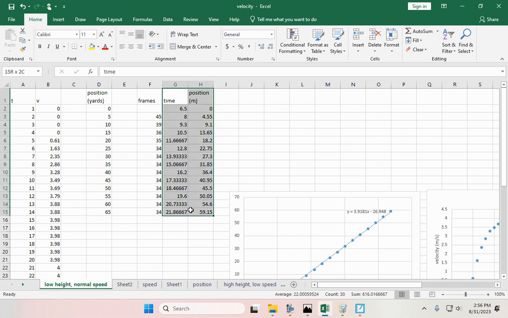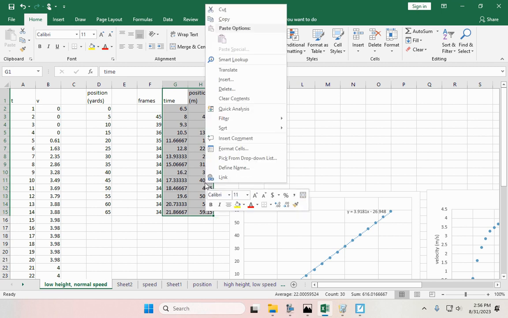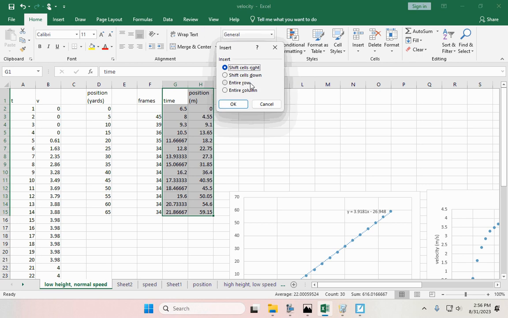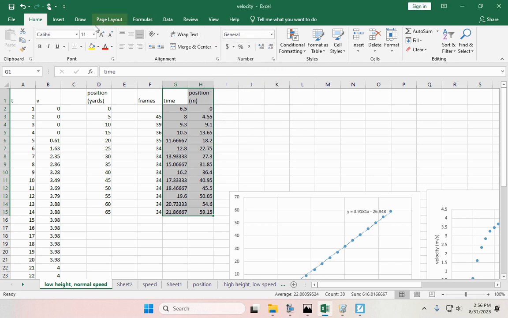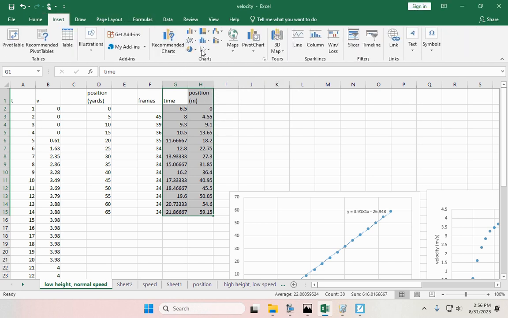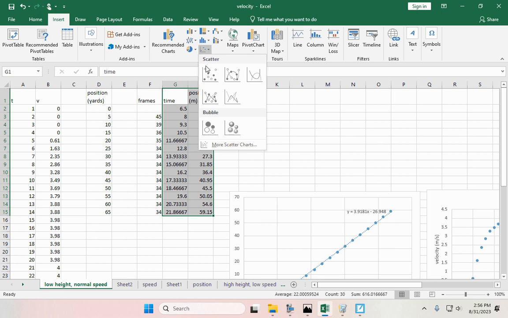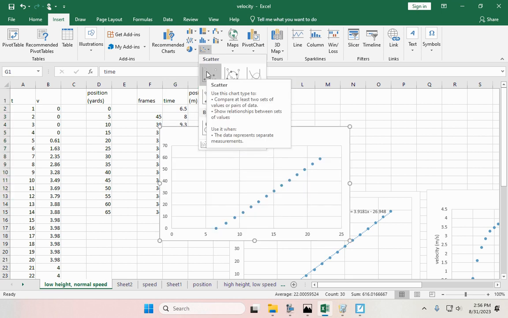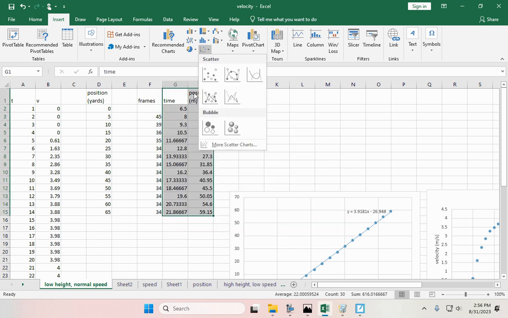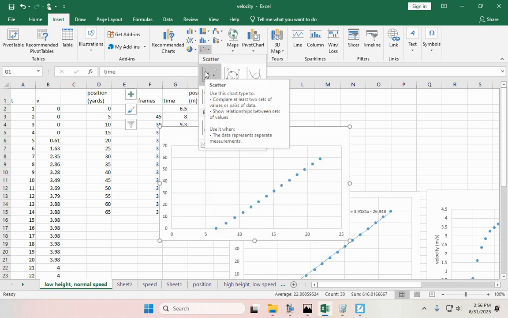If you plot it as time and position, that is the x-axis on the left and the y-axis on the right, I can just do insert. I'm sorry, I have to go up to insert and then chart right here. I'm going to do a scatter chart like this. So just highlight the data, go up to insert, and then do your scatter. But you have to have your x-axis on the left and your y-axis on the right. So x-axis, y-axis. Remember, dependent is on the y-axis.